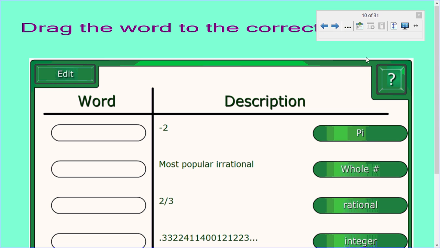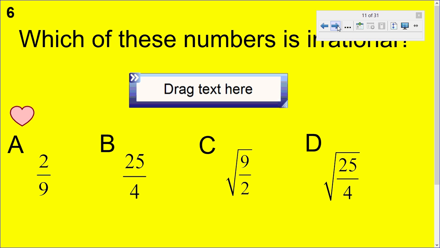Here's a game we're going to play tomorrow. So hopefully you'll be ready to identify your rational and irrational numbers, etc.